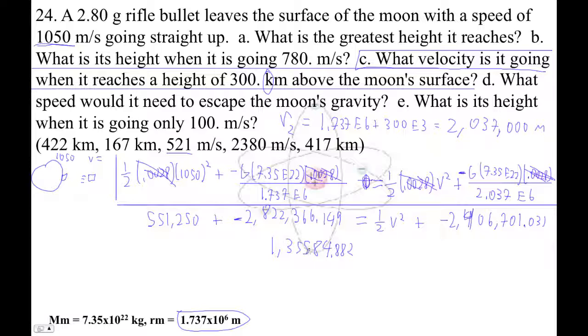And I've got 1,350,882, and that equals 1/2 v squared. So there's no comma here. It's 135,584. So multiply by 2 and raise to the 0.5. That gives 520.7396. There you go.